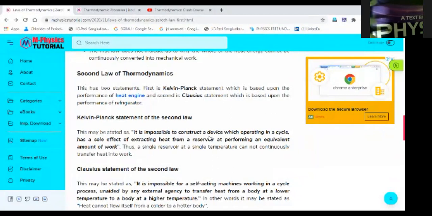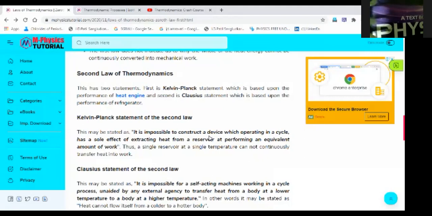the performance of refrigerator. Okay, so Kelvin's and Planck's statement of second law, it is stated that it is impossible to construct a device which operates in a cycle and has the sole effect of extracting heat from the reservoir and performing an equivalent amount of work. Thus, a single reservoir at a single temperature cannot continuously transfer heat into work. Okay, तो ये आपका केल्विन प्लैंक स्टेटमेंट ऑफ सेकंड लॉ.